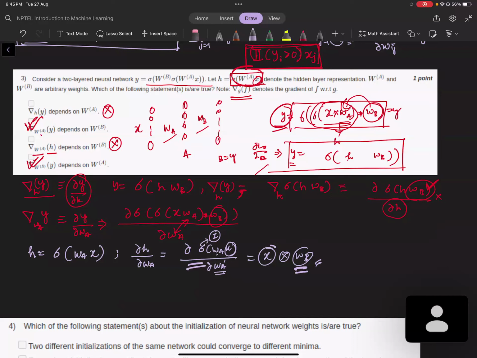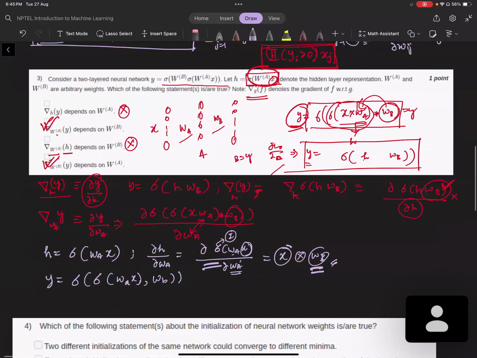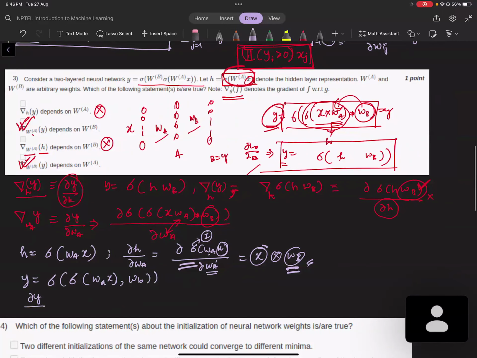Similarly, my Y was sigma WAX WB. Okay, this is my Y, and if I do dou Y by dou WB, then this. So let's say this is identity. So when I am saying that sigma is identity, it will go here.